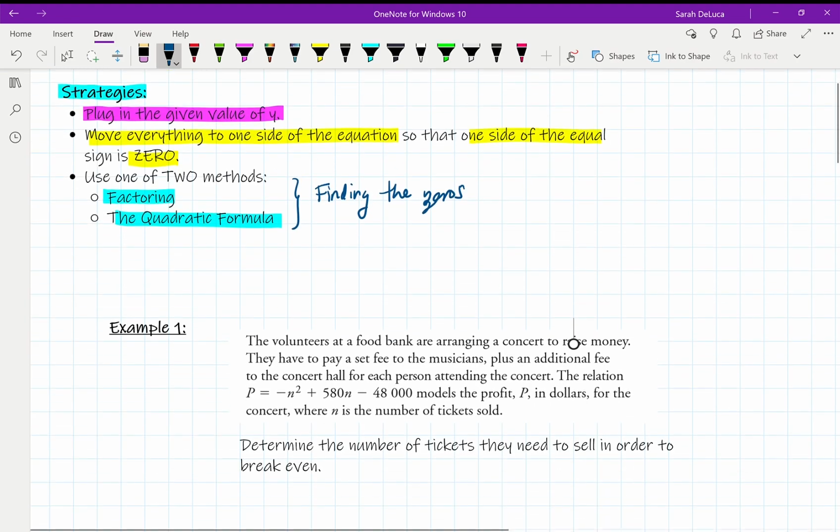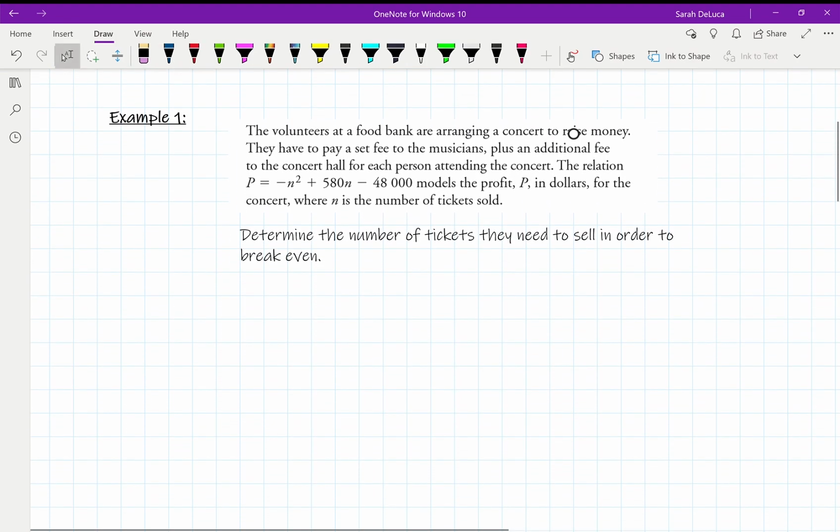So here's your first example. The volunteers at a food bank are arranging a concert to raise money. They have to pay a set fee to the musicians plus an additional fee to the concert hall for each person attending the concert. There's the relation which models profit, P in dollars, for the concert when N is the number of tickets sold. So we have P for profit and N is the number of tickets sold. Determine the number of tickets they need to sell in order to break even.